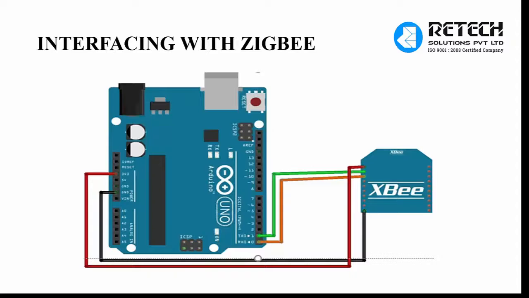Or Arduino. So this is the simple connection, the interfacing of the Arduino with the Zigbee module. By using this connection, you can control the Zigbee using Arduino. In the later part of the video, we are going to see the connections, programming and operation of the Zigbee module.